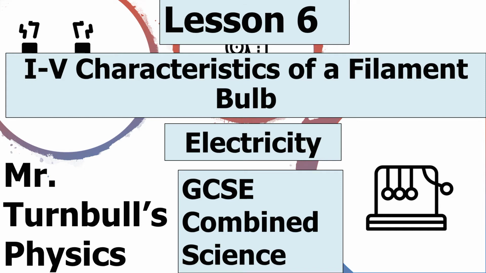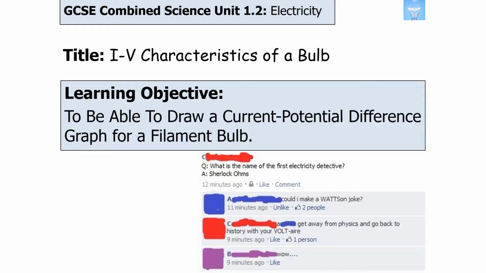Hello and welcome to today's lesson on the IV characteristics of a filament bulb, which is part of the electricity topic in GCSE Combined Science Physics. So in today's lesson we're going to look at drawing a current potential difference graph for a filament bulb.